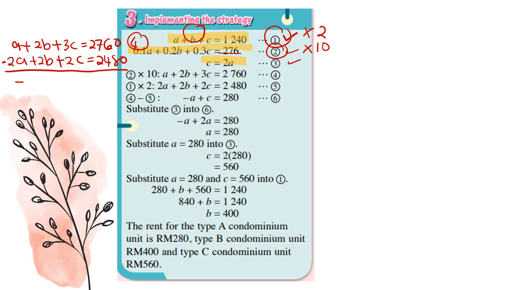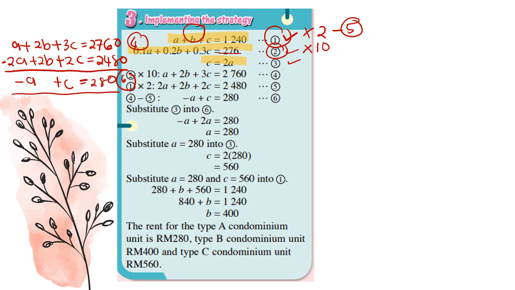A minus 2A, negative A. 2B minus 2B, 0. 3C minus 2C, plus C. 2760 minus 2480, it becomes 280. So here is equation number 6, since this one became equation number 5 when we multiply with 2.